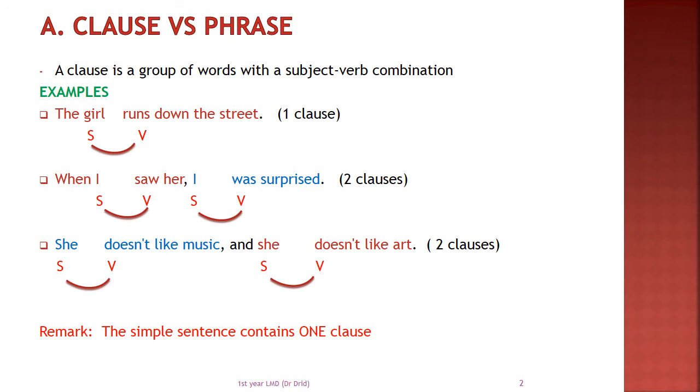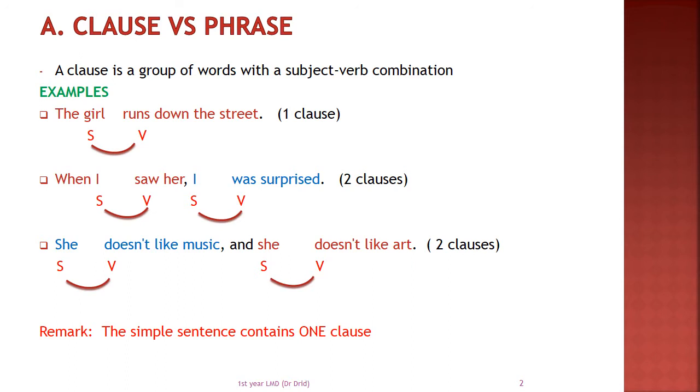Is there any subject-verb combination? Yes. The girl, the subject, and runs down the street, here verb runs. SV. One combination, it means one clause. Let's examine the other examples and try to find the number of clauses. When I saw her, I was surprised. I saw. One combination. I was. A second combination. Two combinations, it means two clauses.